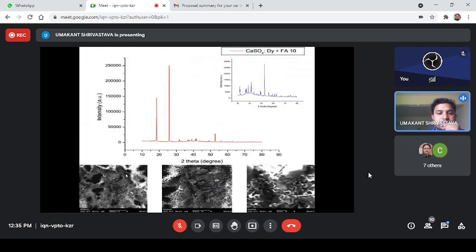And the same images of the calcium sulfate Dy plus Fa10 sample, which is suitable for dosimetric application, clearly show white structures on the whole surface, and you can see it has a trap-like shape, which basically traps the energy provided through thermal excitation.